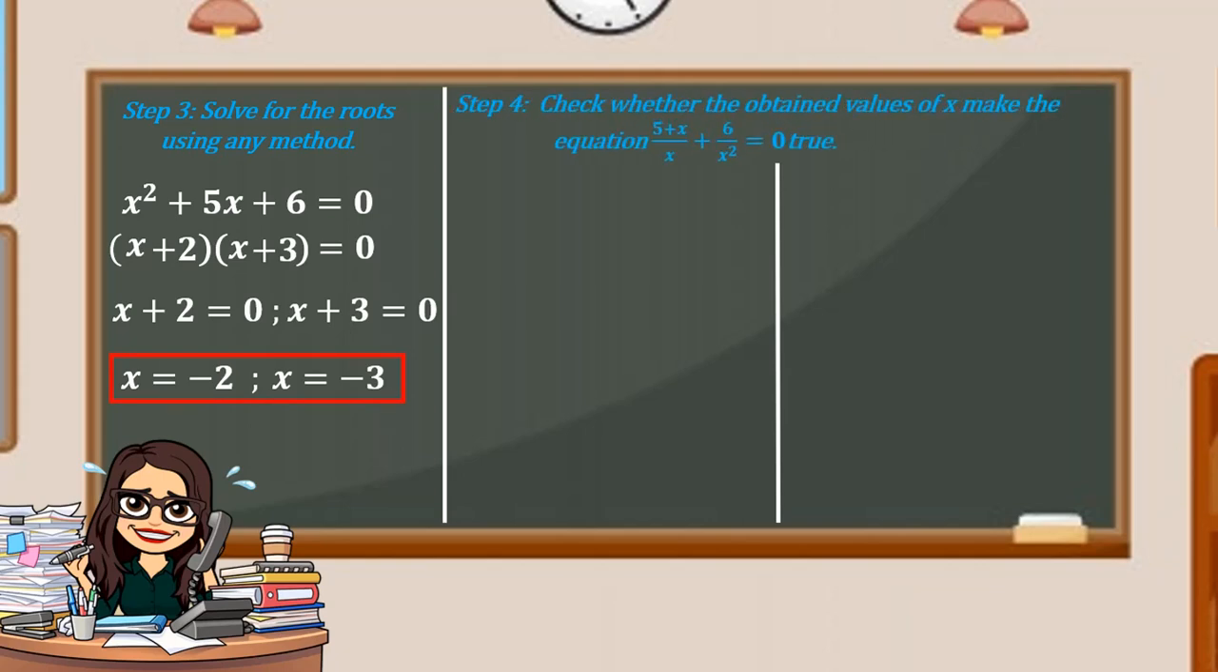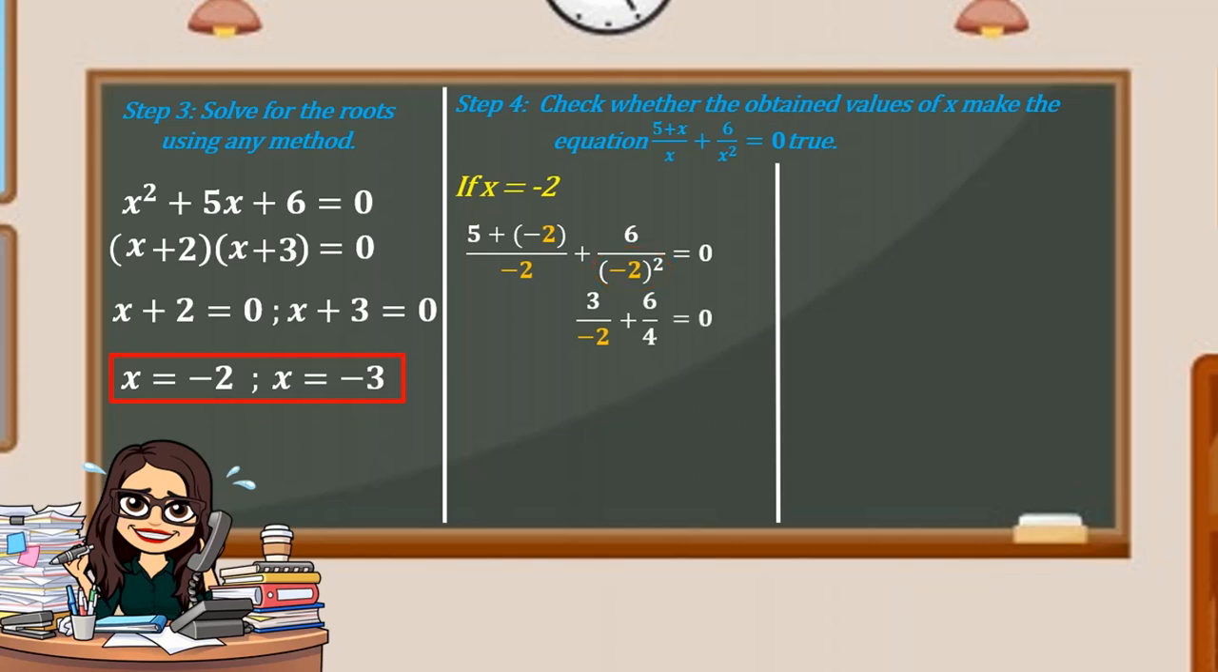Step number 4. Check whether the obtained values of x make the original equation true. So the first obtained value is negative 2. So substitute negative 2 in the original equation. So 5 plus negative 2 over negative 2 plus 6 over negative 2 squared equals 0. So 5 plus negative 2 is 3, then over negative 2. Negative 2 squared is 4. Then we have now plus 6 over 4, then equals 0.